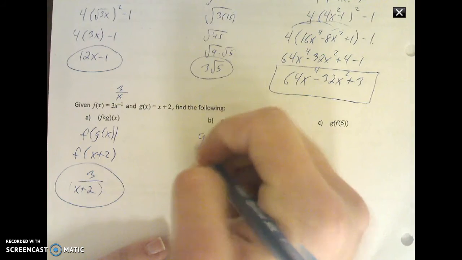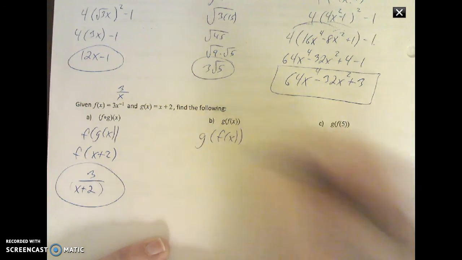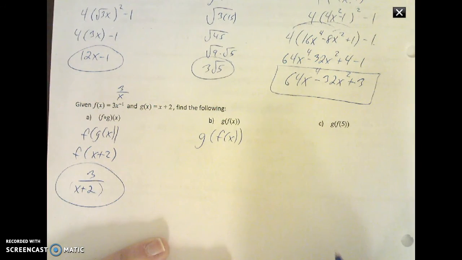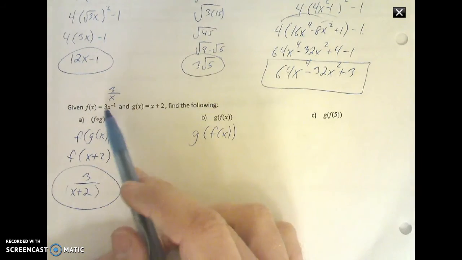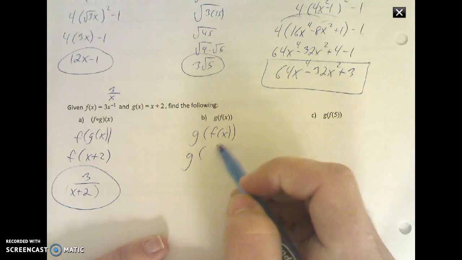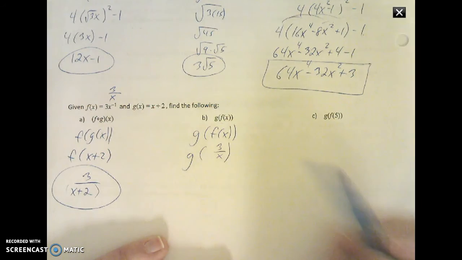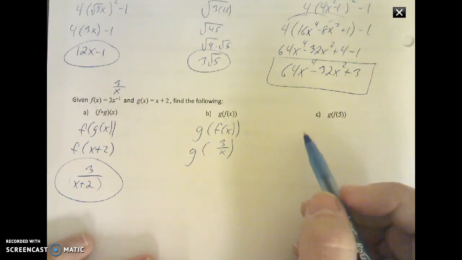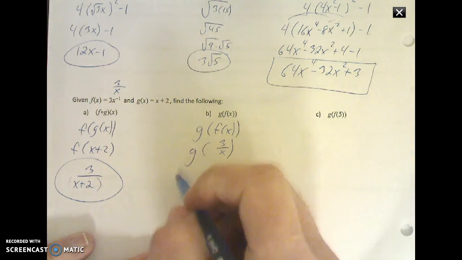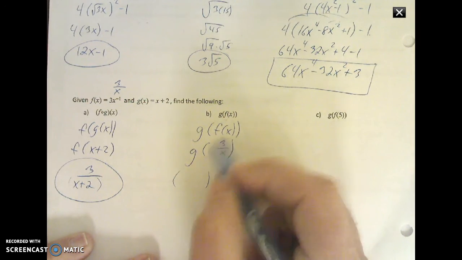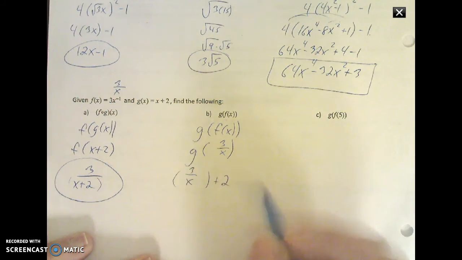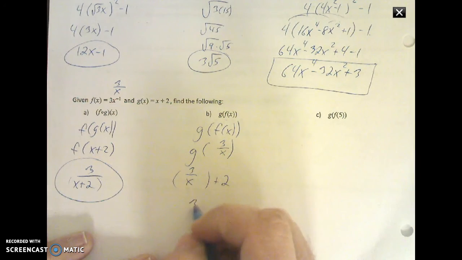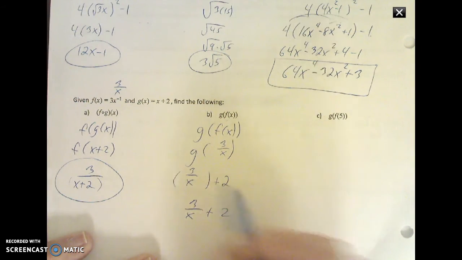Here we go. In reverse, g of f of x. So inside out, my f of x is 3 over x. Alrighty. And then my g is x plus 2, something plus 2. Here's your something, 3 over x. You can leave it like that if you really want to. You can bring it down to 3 over x plus 2. Either one's fine.